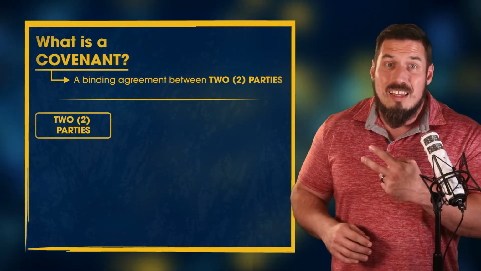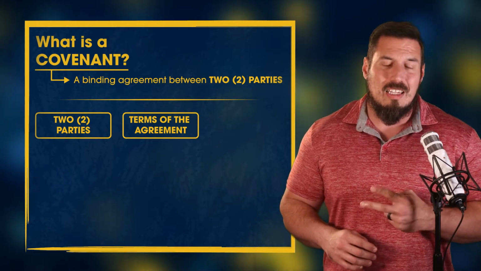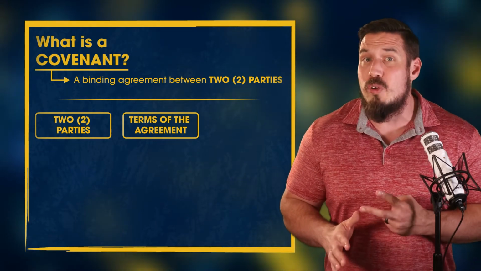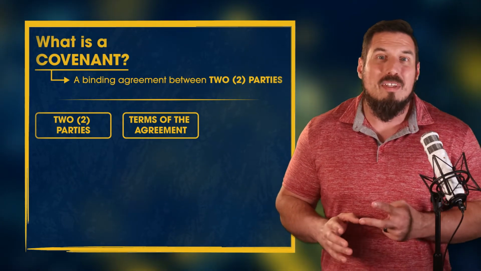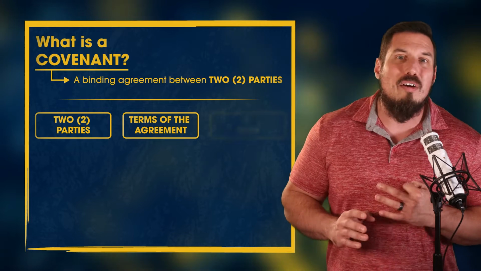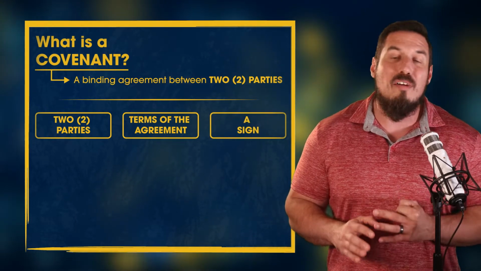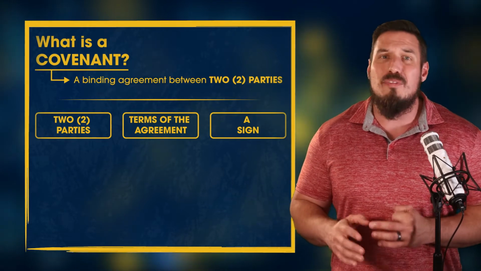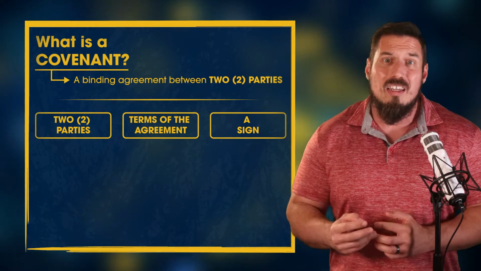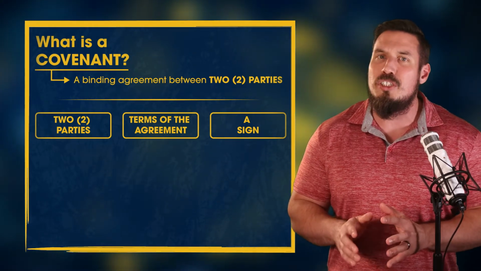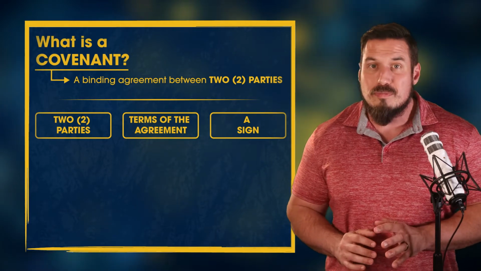In addition to that, every covenant needs to establish the terms of the agreement. It's like, what are the stipulations of that agreement? What are they agreeing to? And who is required to do what? And the final piece is that all covenants need to have a sign, some outward expression that the covenant is being kept. The sign of the covenant is not some magical device that makes the covenant valid or invalid, but rather just an outward expression showing that the parties are still participating in that covenant.